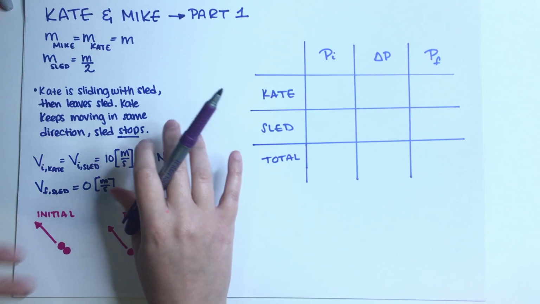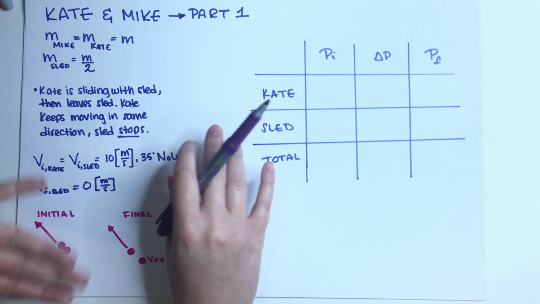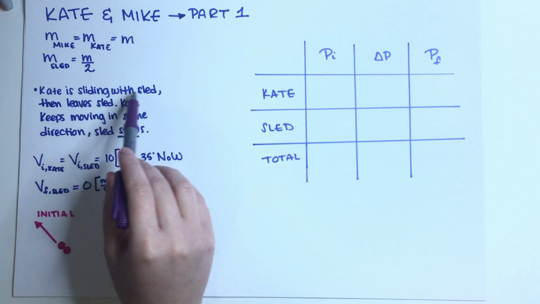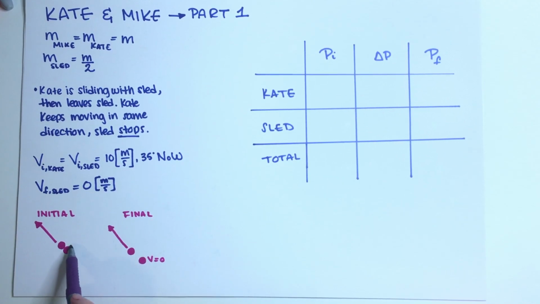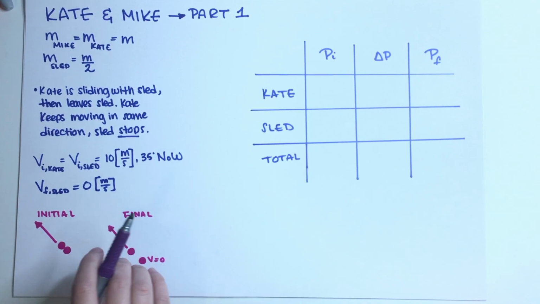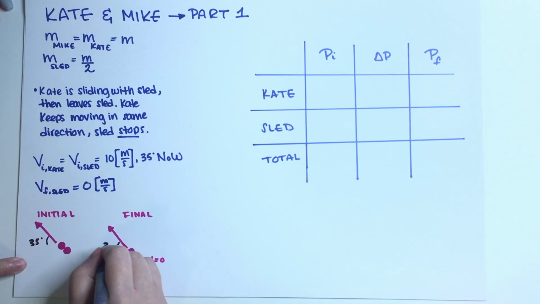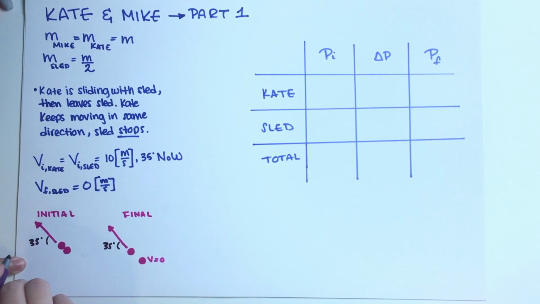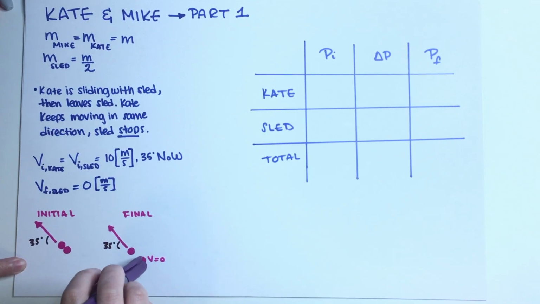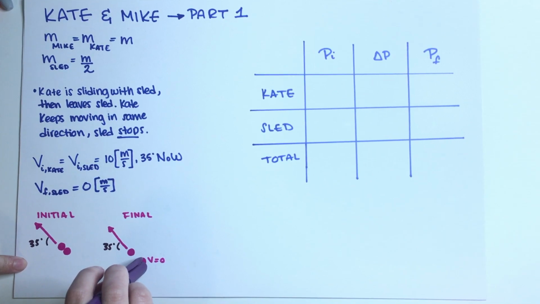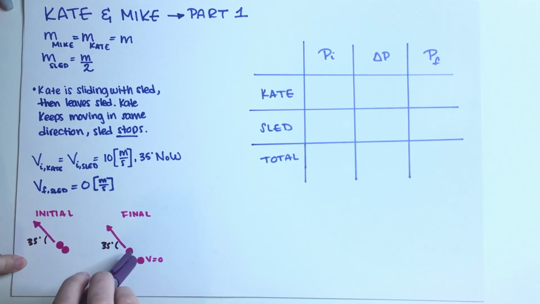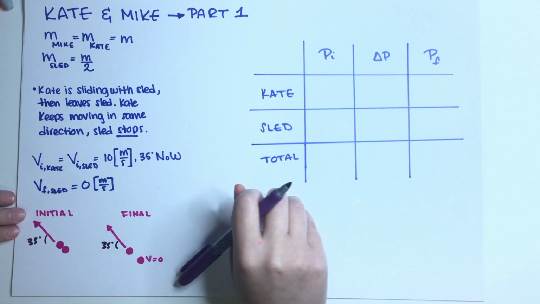Now, at the beginning of just this part of the problem, so just part 1 right now, Mike is not involved here. Kate is sliding with the sled. So they are basically sliding together. And then the final here is that the sled stops because Kate pushes it. And then she is just moving in the exact same direction. So both of these, initial and final, are happening at the exact same angle. That didn't really change. We didn't change direction. The only thing that changed is that the sled was moving here and now the sled is not moving here. So we need to figure out what is the final velocity for Kate. So let's just go ahead and do that.